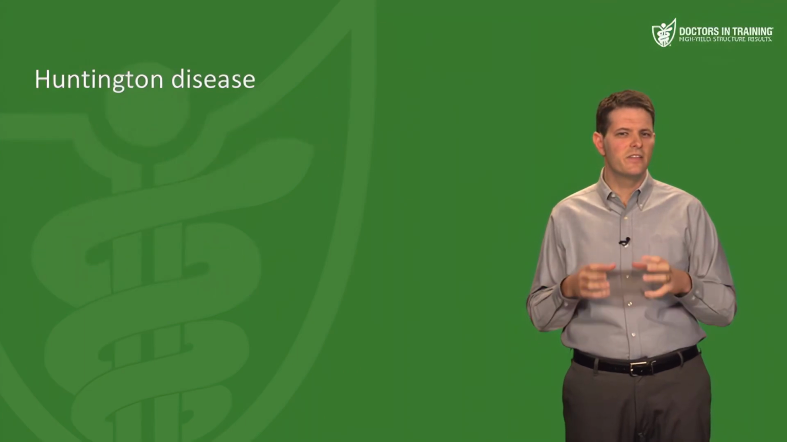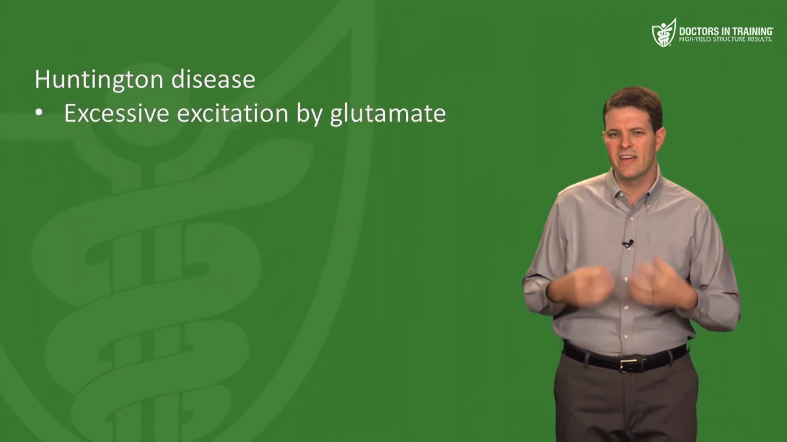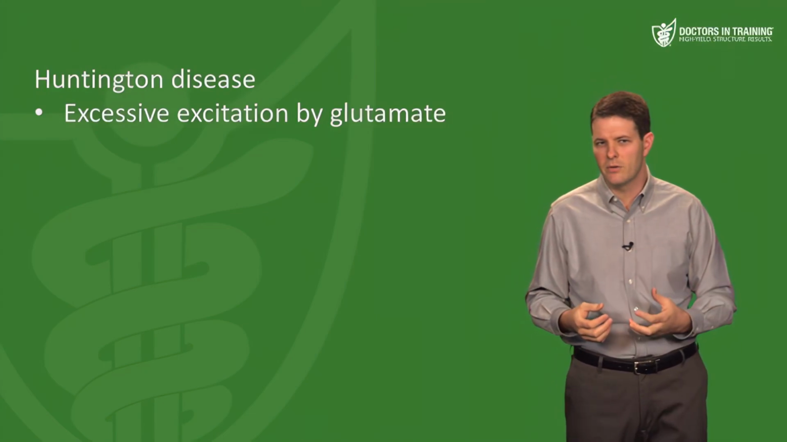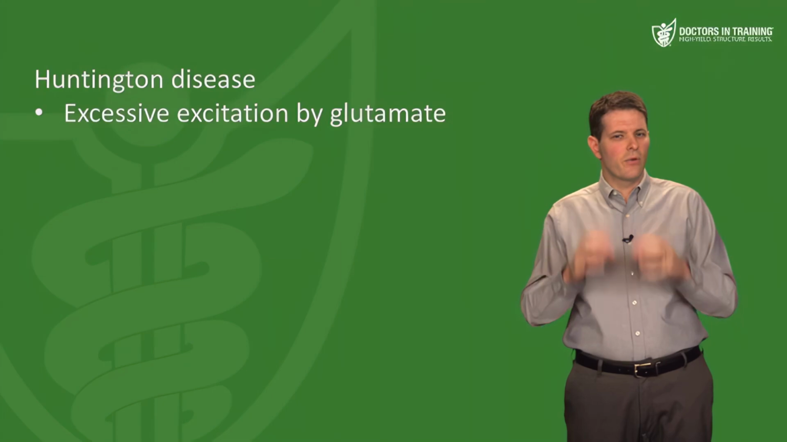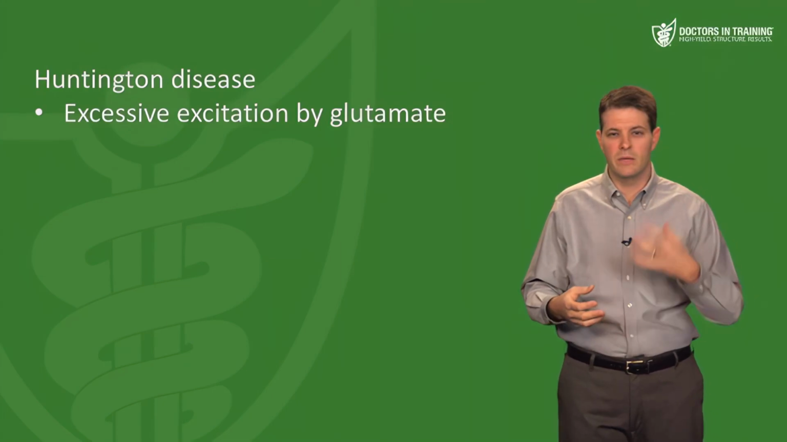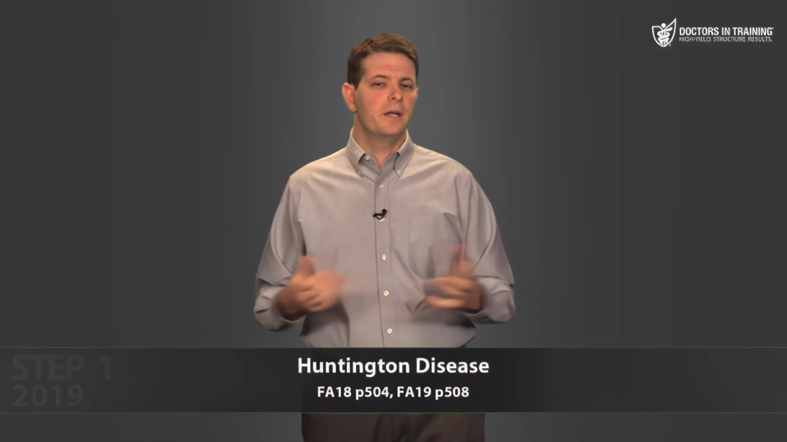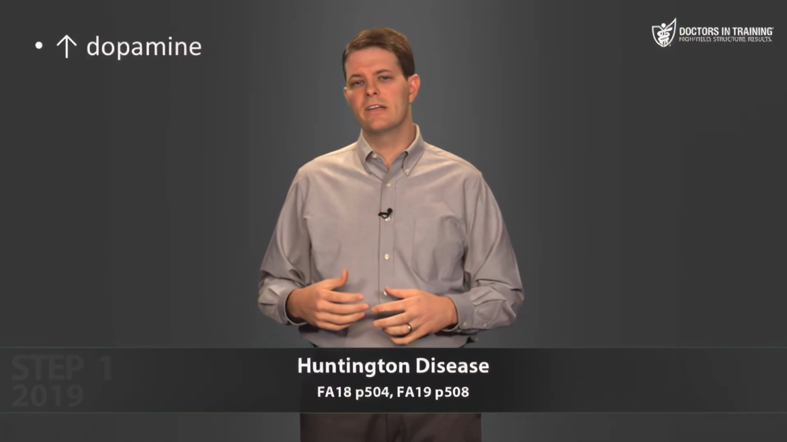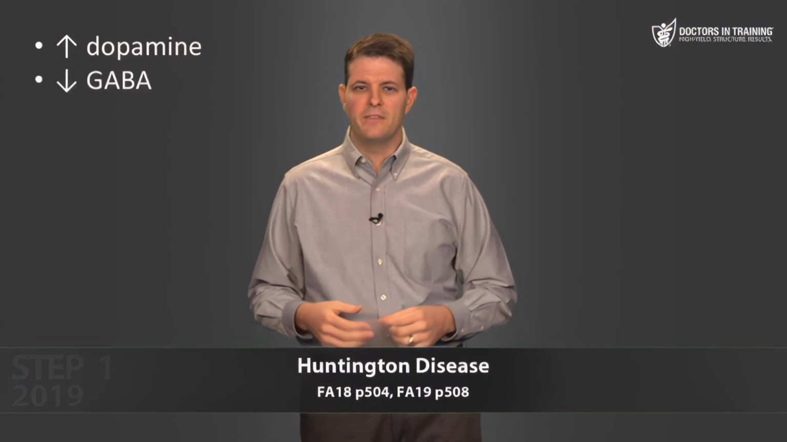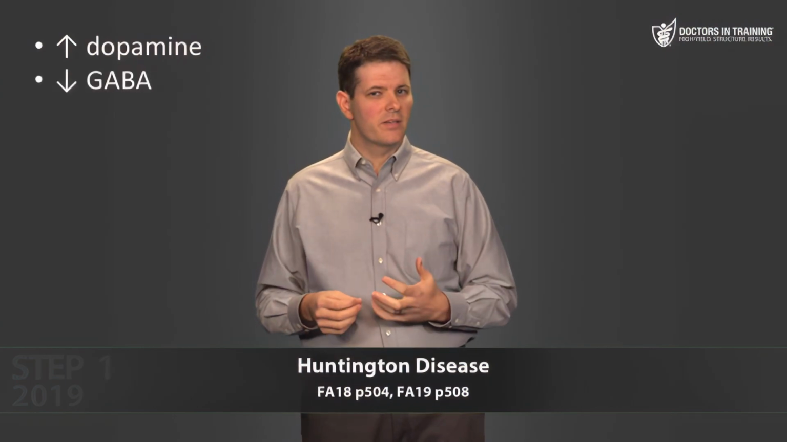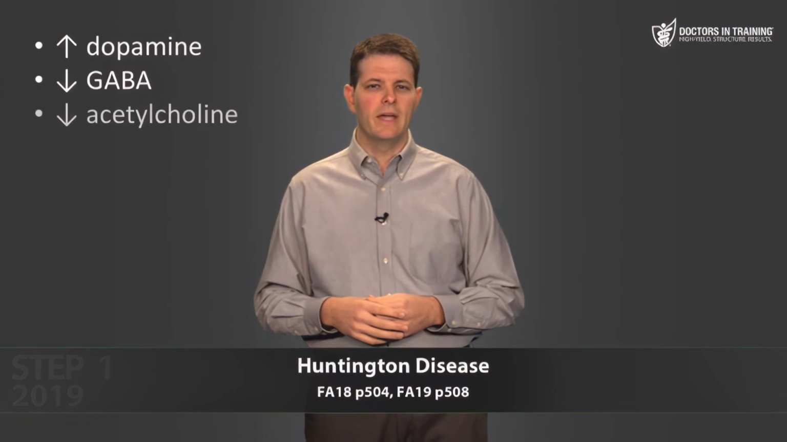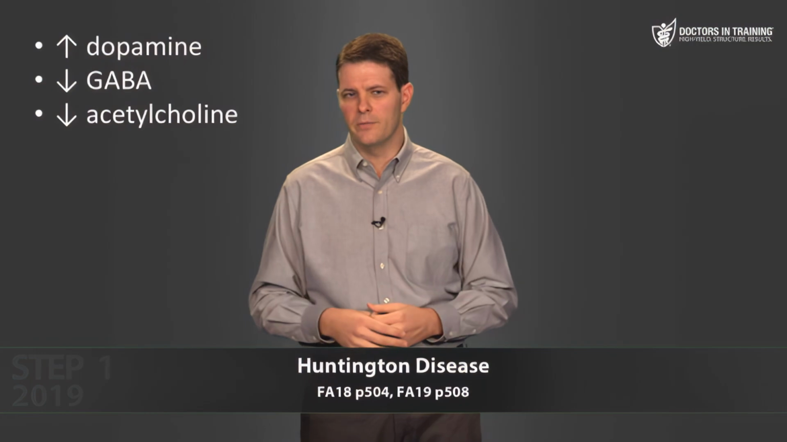So there's death of these neurons because of excessive excitation by glutamate, which acts on NMDA receptors. So just like deep brain stimulation acts like a lesion, excessive excitation of neurons can be neurotoxic. Huntington's patients also tend to have increased dopamine in the brain, which explains a lot of the excessive movement. They have decreased GABA, which makes sense because GABA is inhibitory, so they're losing their inhibition. And then they have decreased acetylcholine as well.